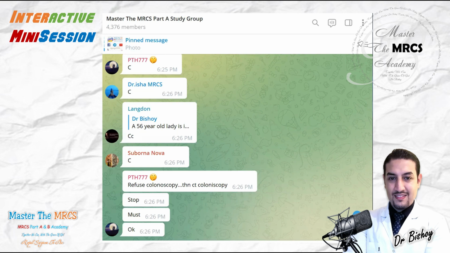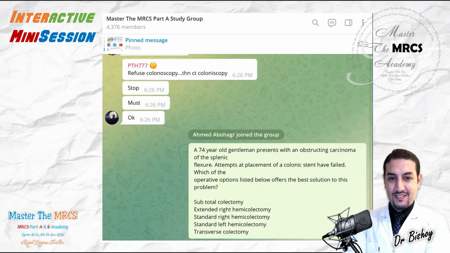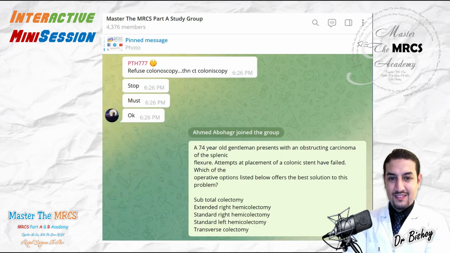Let's have another question about colectomies. When you do a colectomy, let's check your knowledge regarding this old gentleman who presents with obstructing carcinoma of the splenic flexure.